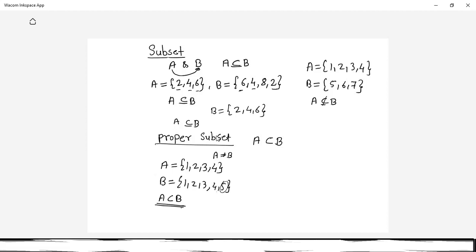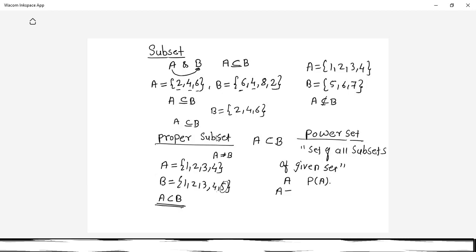The next important definition is power set. So how is power set defined? It is the set of all subsets of a given set. If your set is A, then its power set is denoted by P(A).